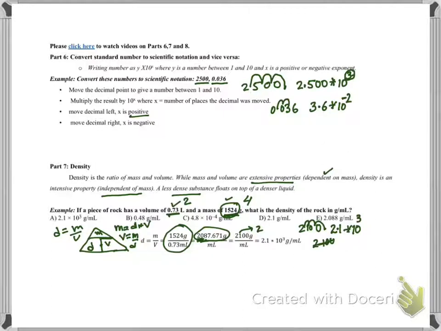Keep in mind that when you have something in standard form and you are changing it to the scientific form, your number of significant figures should stay the same. Here there are 2, and here there are also 2. So 2.1 times 10 to the third grams per milliliter.